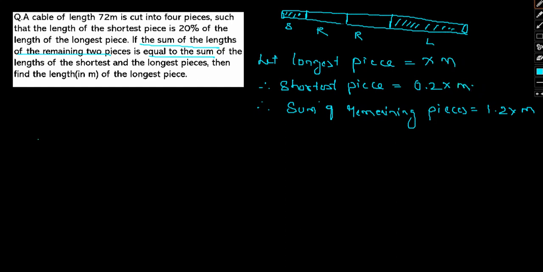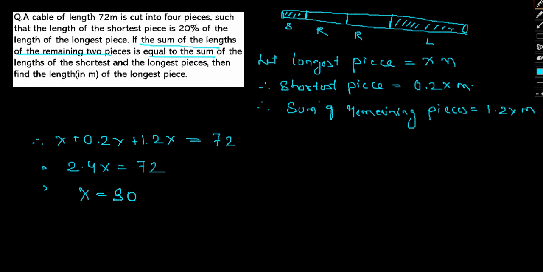Okay, so therefore now we can say x plus 0.2x plus 1.2x is equal to 72. Yes, so 1.4, so this will be 2.4x equal to 72, or we can write this as 72 by 2.4, that would turn out to be x equal to 30 meter. So therefore the longest piece will be 30 meter.